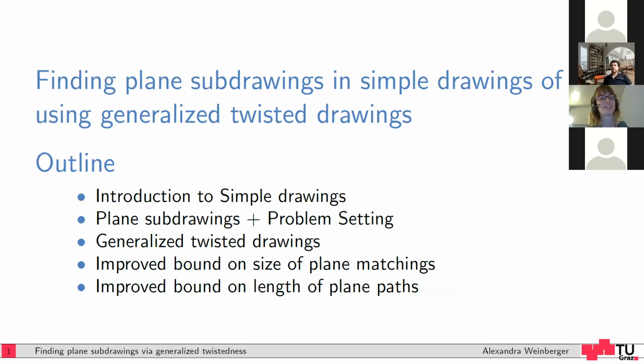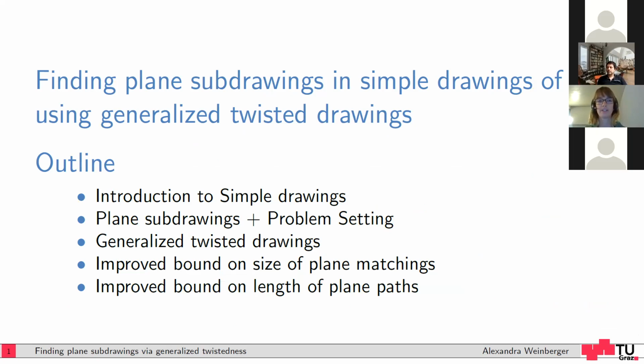To be a bit more precise, we will find plane subdrawings, particularly plane matchings and plane paths in simple drawings of the complete graph. And we use a new type of simple drawings that we call generalized twisted drawings.